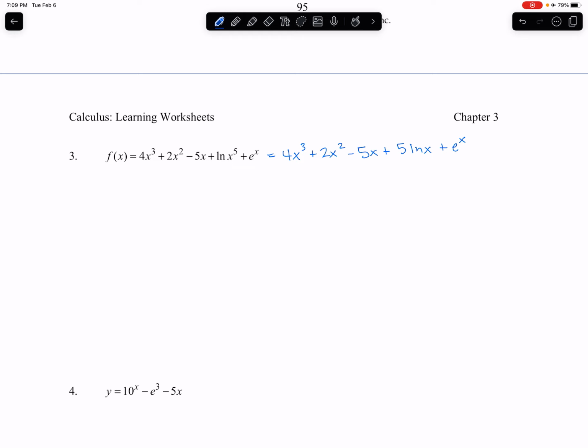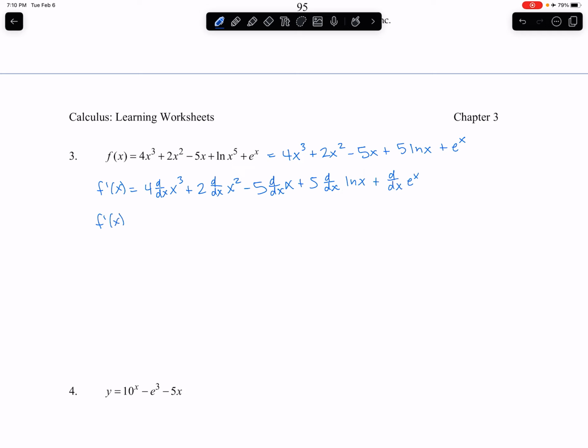Okay, let's take the derivative, f prime of x. We will have 4 times the derivative of x cubed, plus 2 times the derivative of x squared, minus 5 times the derivative of x, plus 5 times the derivative of natural log of x, plus the derivative of e to the x.